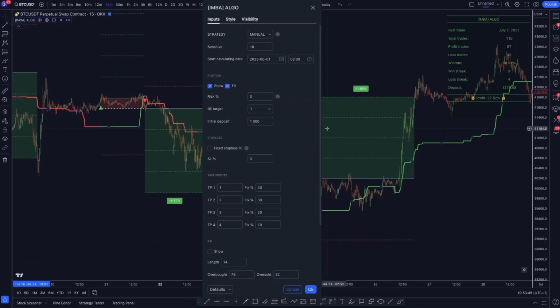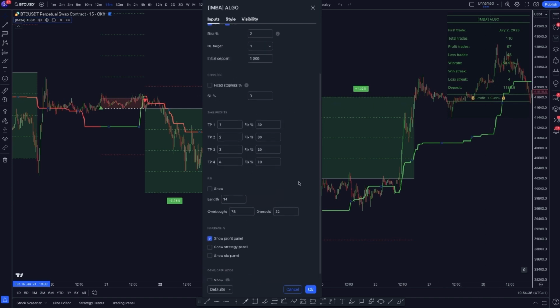For example, in this BTC USDT pair, if we are in the 15-minute time frame, the average number of trades would be about 1 per day. So we can even set that 3% daily risk since we're only going to make 1 trade in that day, and if it fails, we would wait for the next day. Still, if we want to be more conservative, I would set a 2% risk on the 15-minute time frame, which would give us a profit of 18.35%.